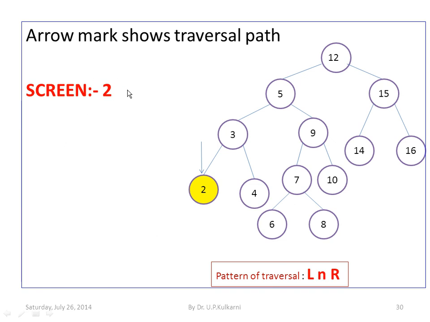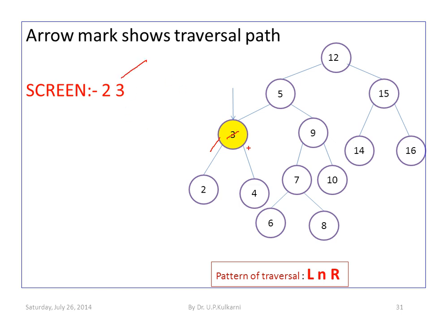So on the screen you get the number 2 here. Then go to the right of this particular node. Right of this is empty. So left is over, printing the node is over, right is over. So this entire node is processed and you get this output on the screen. Now after L and R is over for this node, we move back. For this, left is over. Now we have to process the node, so 3 is printed.